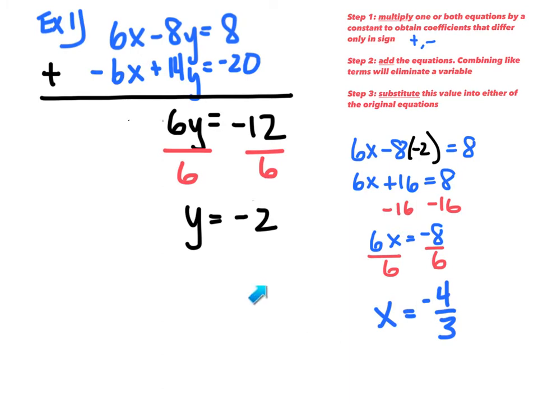So now I have an x and a y. I could plug both of these into the other equation. They're going to satisfy that equation as well. So my solution is negative 4/3, negative 2.